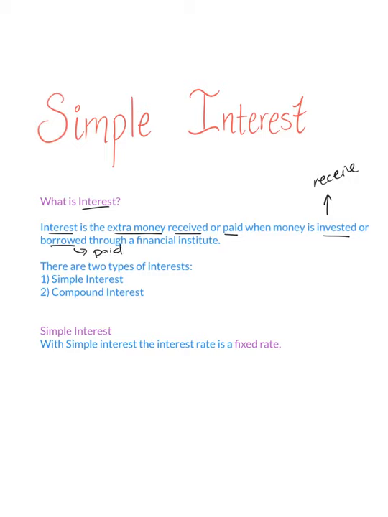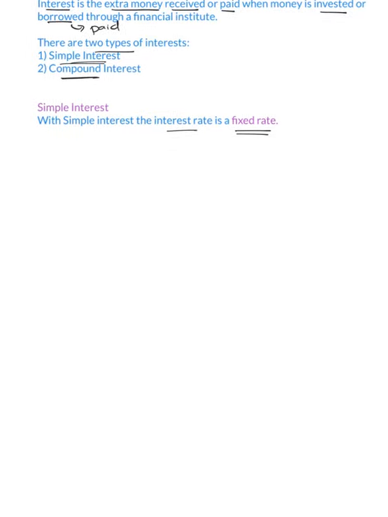There are two types of interest. In this video, we're exploring simple interest. In the upcoming days, we will also explore compound interest as well. So to start off with, simple interest is when the interest rate is fixed. A fixed interest rate means that regardless of the years, the amount of interest received or paid will be the same. We can calculate this simple interest using the following rule.